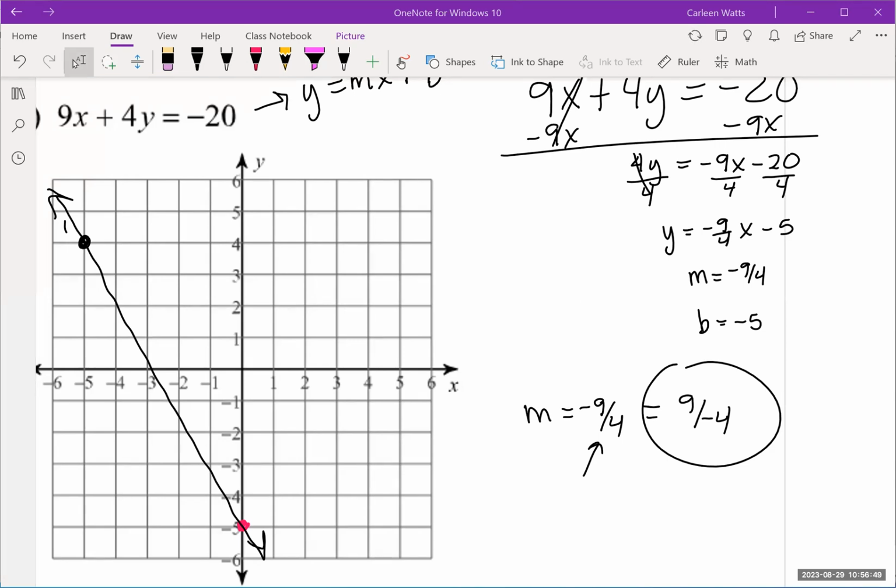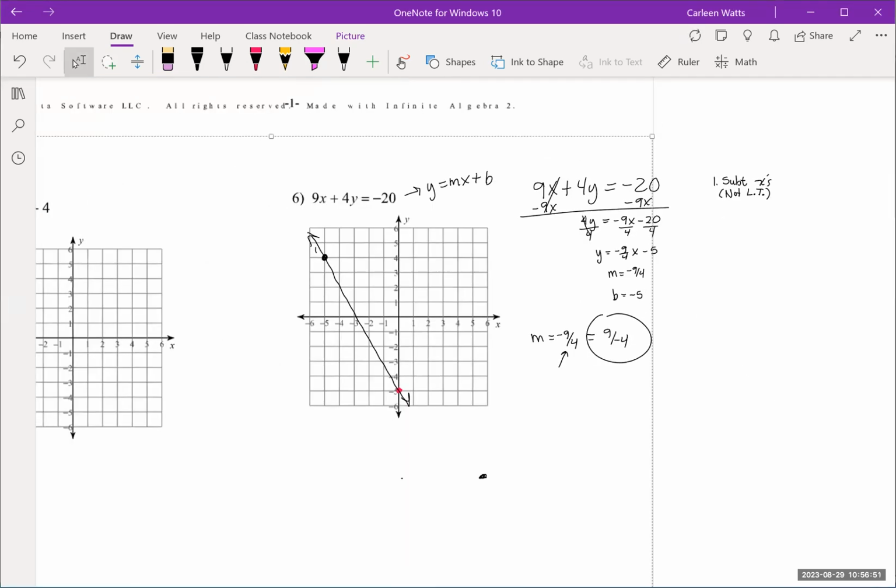There we go. So we have to convert it from standard form into slope-intercept form, and then grab the slope and the y-intercept and graph.